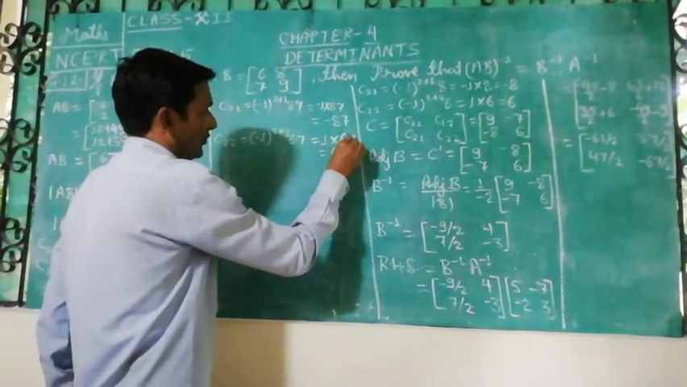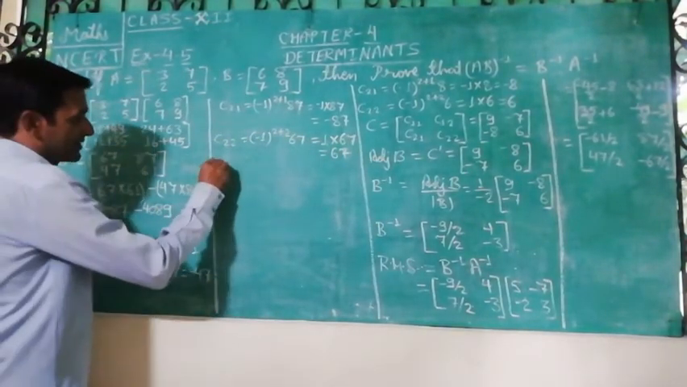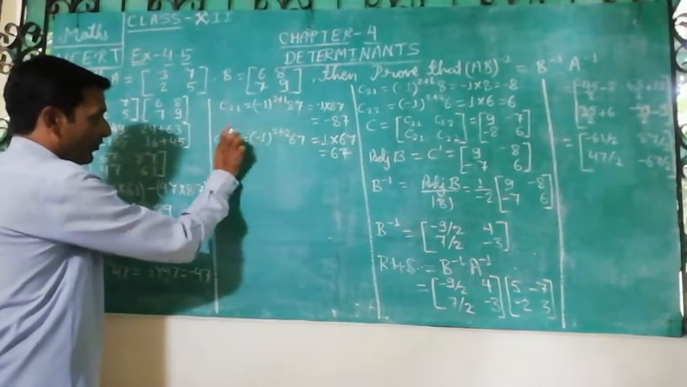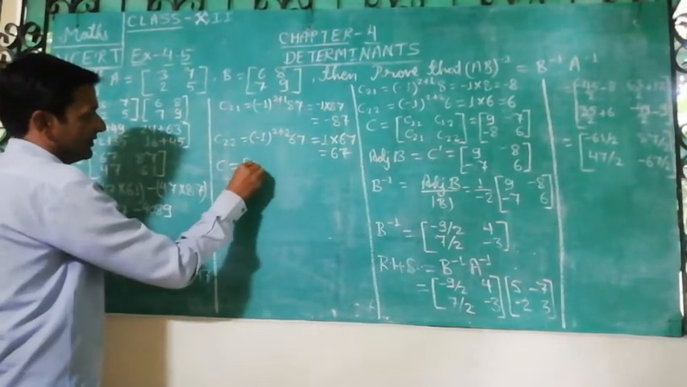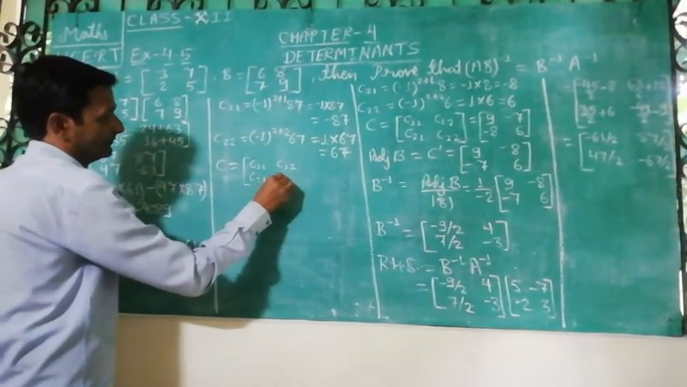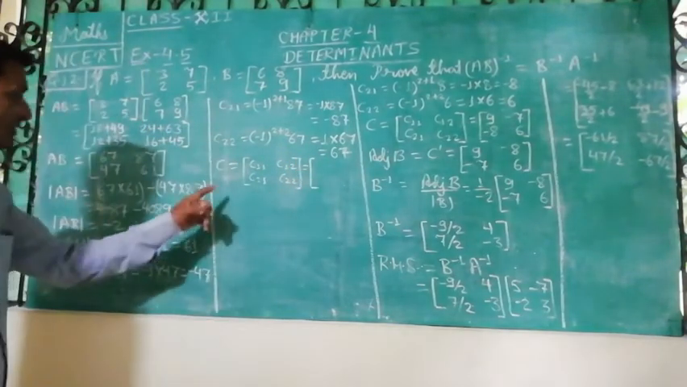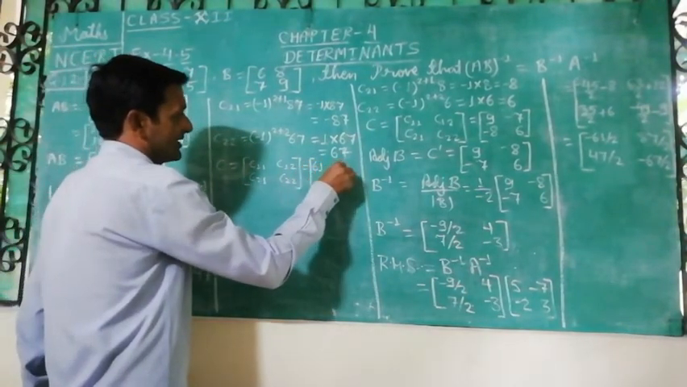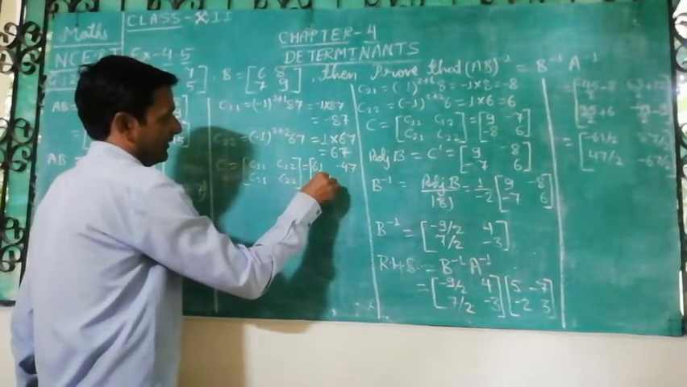Now what we have to do? Now we have to find AB inverse. So AB inverse is equal to, before this we have to write C first of all. C is equal to C11 C12, C21 C22. That is equal to, see what we have to write, C11, that is 61, minus 47, and then minus 87, and then 67.